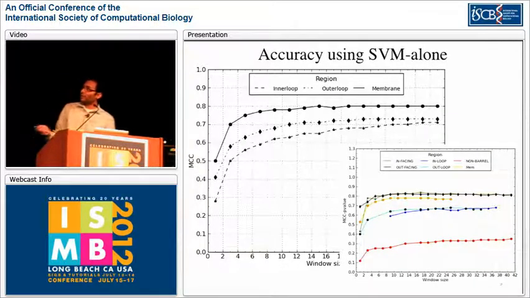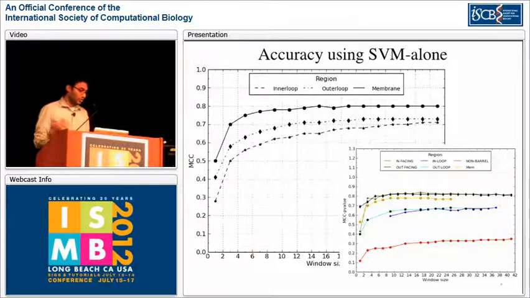If we just have the SVM, on the y-axis you have the MCC, and on the x-axis you have different window sizes. If you just have the SVM, this is the kind of accuracy that you can get. For the membrane region it is around 0.8, which is quite good. For the outer loop it's around 0.75, and for the inner loop it's a bit lower. The inner loop is a bit difficult to predict here because the loops are really short, and you have to optimize the SVMs a lot to get it right. But the good thing is that we can get the membrane region out correctly.